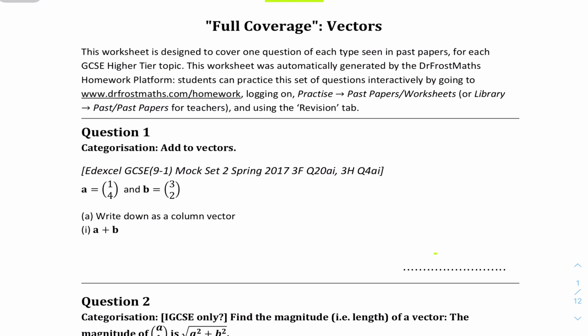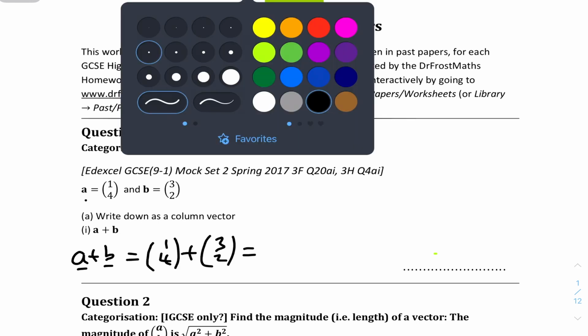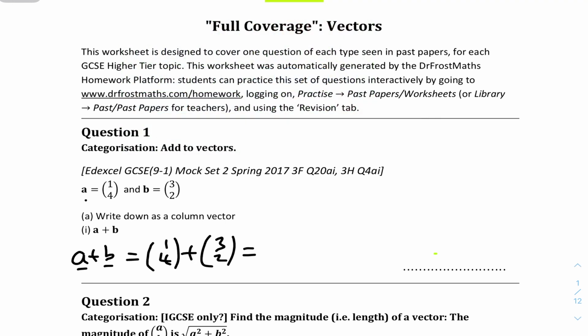And we'll get started with question 1. Given that A is (1, 4) and B is (3, 2), write A plus B as a column vector. So A plus B is equal to (1, 4) plus (3, 2), right? To add column vectors, we just add the respective rows. So we add 1 and 3, and 4 and 2. That gets us (4, 6), so that's A plus B. So (4, 6), like so.